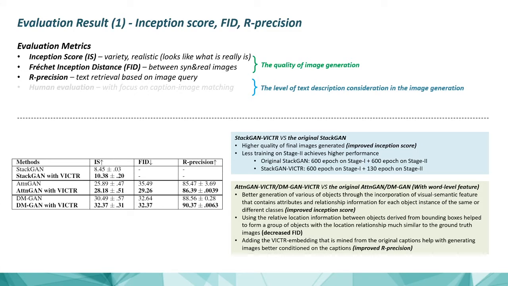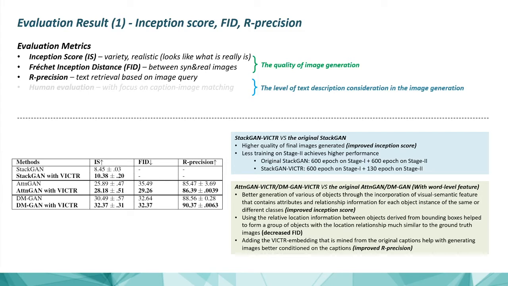Applying the VICTR sentence feature in StackGAN improved overall IS by around 2, which indicates the higher quality of the final generated image. Specifically, the original StackGAN achieved 8.45 on IS with 600 epochs on stage 2, while the model with VICTR outperformed the original model at only 130 epochs.